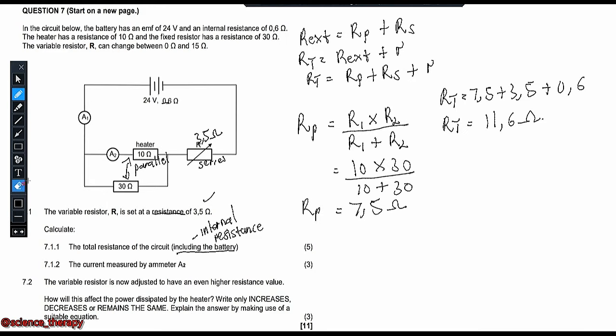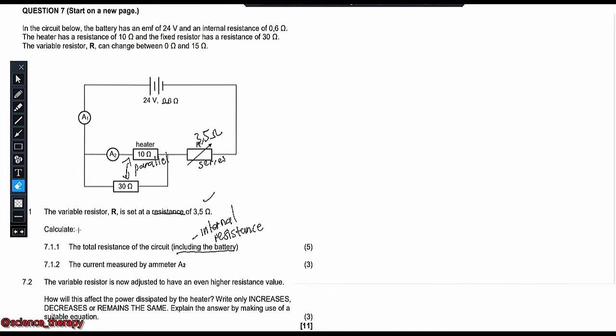Now okay, let's proceed. We have 7.1.2. It says calculate the current measured by the ammeter A2, right? So we can see A2 here measures only the current that flows through the heater there. So in order to know that, we obviously need to know the total current that flows in here, right? So that's the first mission. So we can easily calculate that by saying, okay, 7.1.2 we can use the formula EMF is equal to the current multiplied by the R external plus the R internal, right?